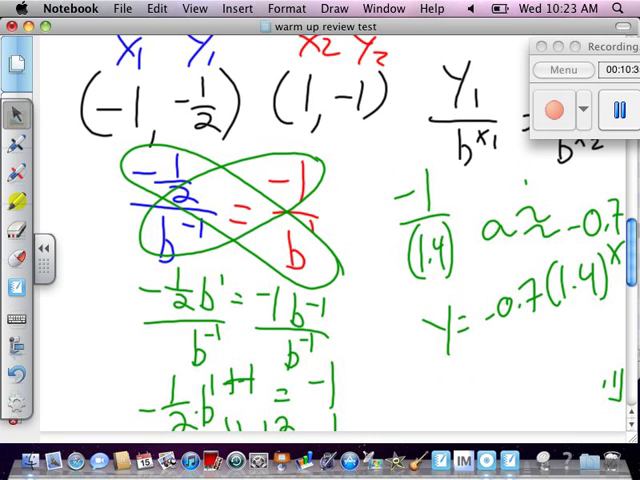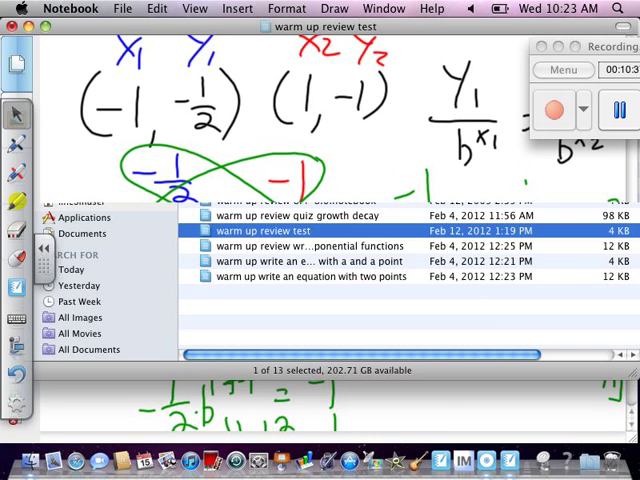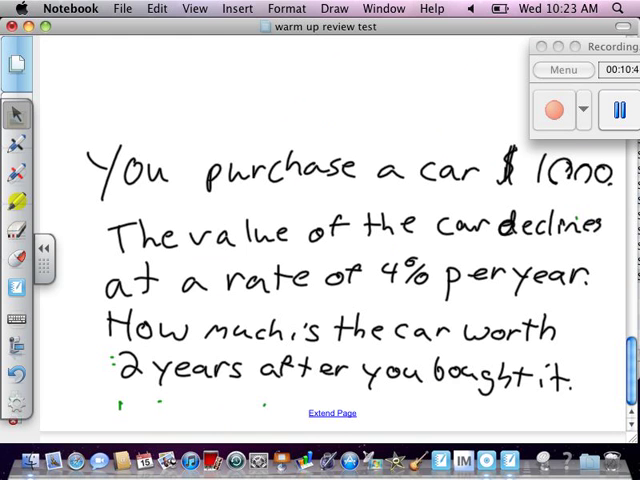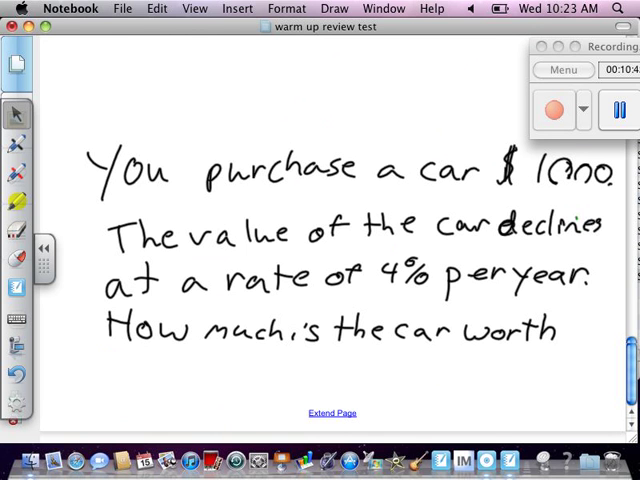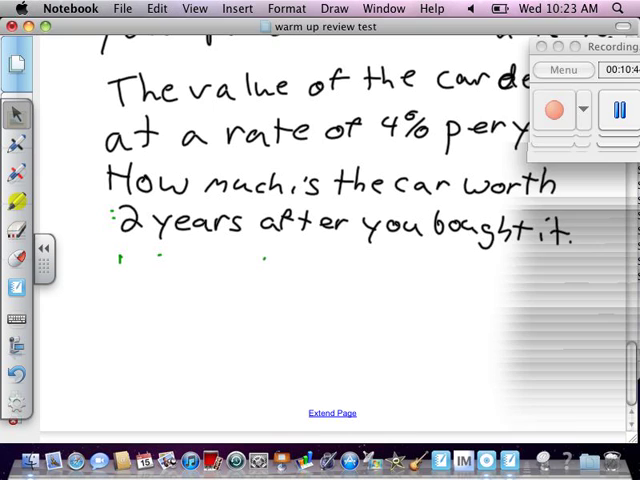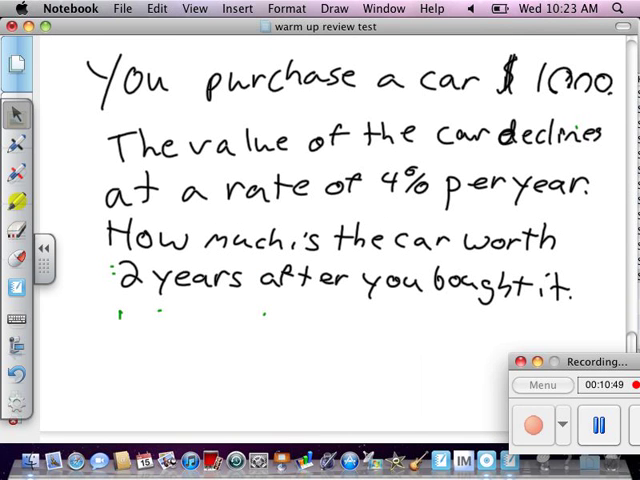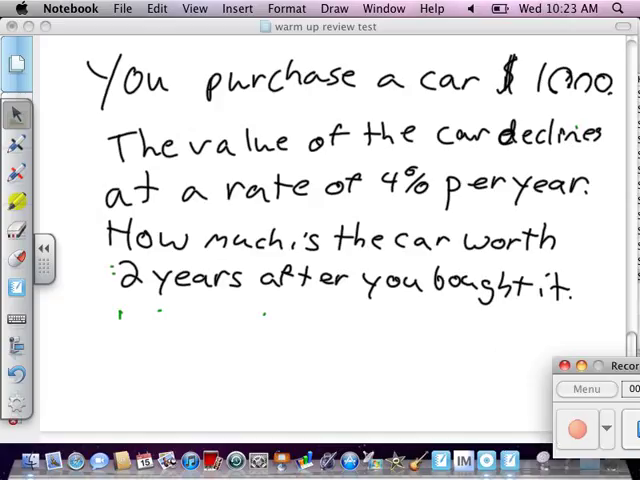All right, ladies and gentlemen, I'm going to move down. We're going to do a story problem. You purchase a car for $1,000. The value of the car declines by 4% per year. How much is the car worth 2 years after you bought it?